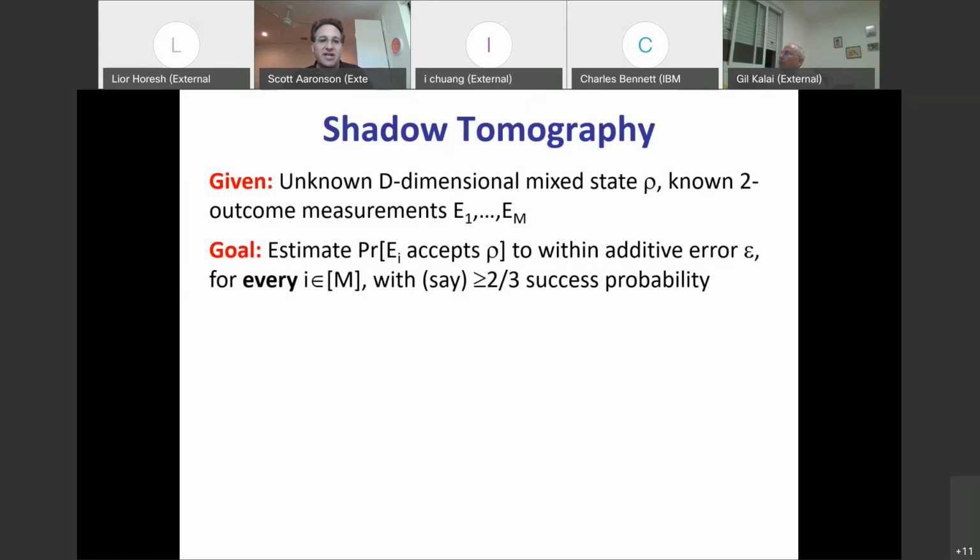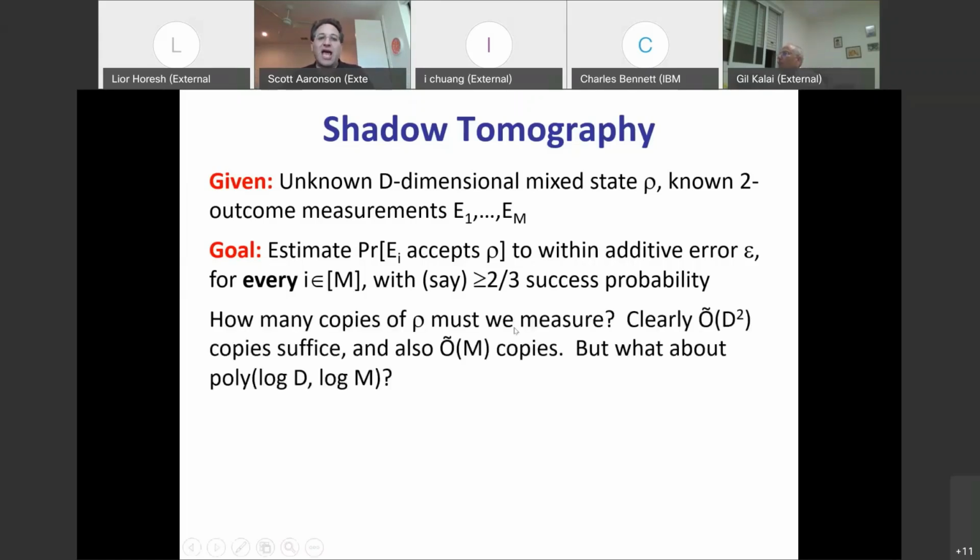Now let's think about this problem. How many copies of rho are needed if this is what you want? Well, we can observe right off the bat that if we had enough copies of rho to do full quantum state tomography, then of course we could also do shadow tomography. Once you know rho as a D by D matrix, then you can estimate the probability that any measurement accepts it. So therefore, D squared copies of rho are going to suffice.